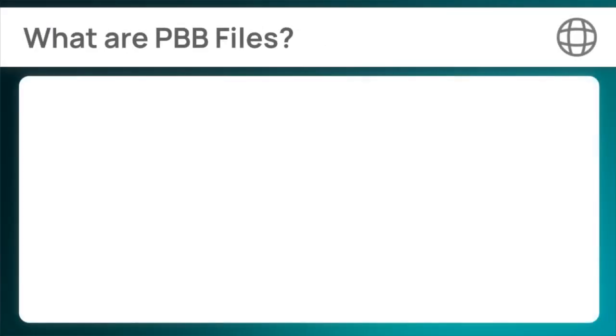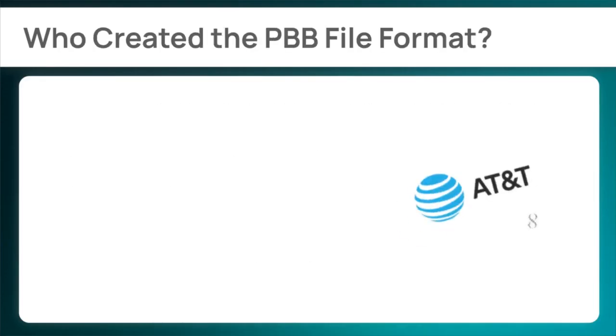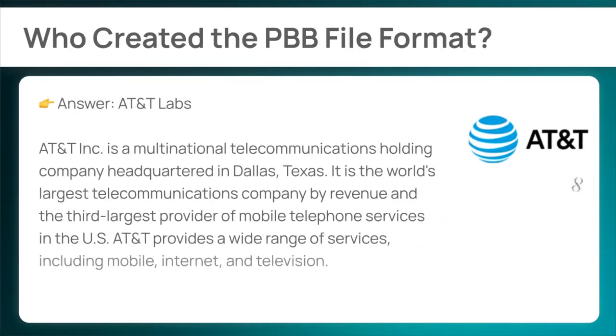The PBB file extension is associated with phone backups, specifically those created by AT&T. These files contain data backed up from a mobile device, such as contacts, messages, photos, and settings. The PBB format allows users to restore their phone's data in case of loss, damage, or when upgrading to a new device, ensuring data preservation.